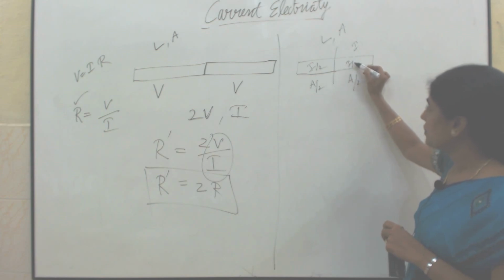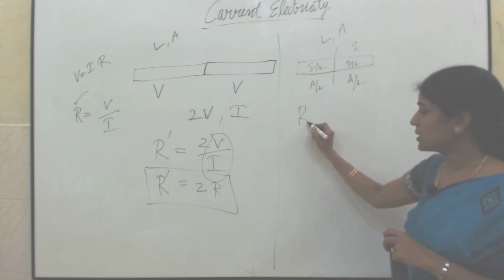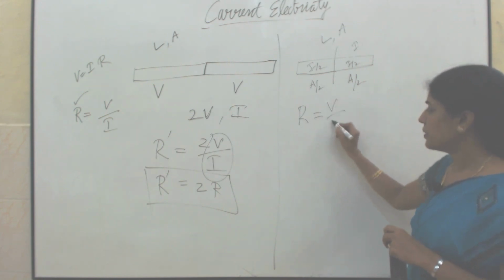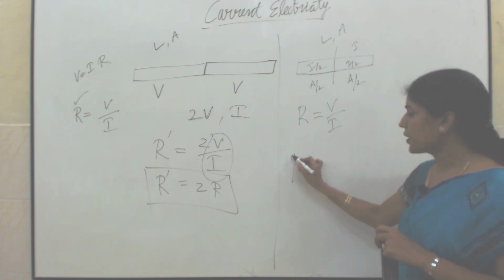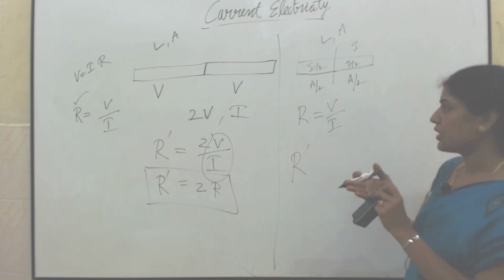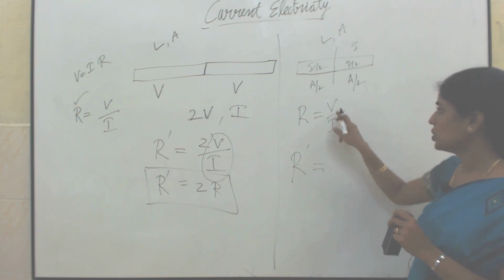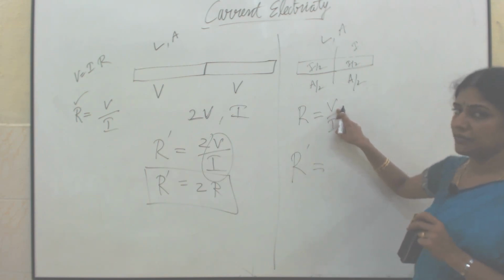Here it will be I by 2. Initially for this conductor, how will be the resistance? R equal to V by I. We want to find out what is the final resistance when this slab is cut into two equal halves. It's an identical slab. What happens to the potential here? It will be the same.